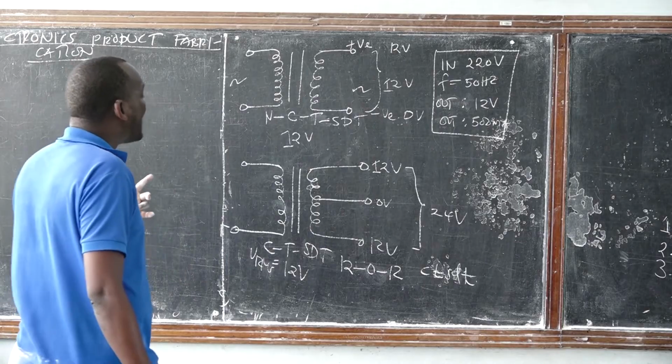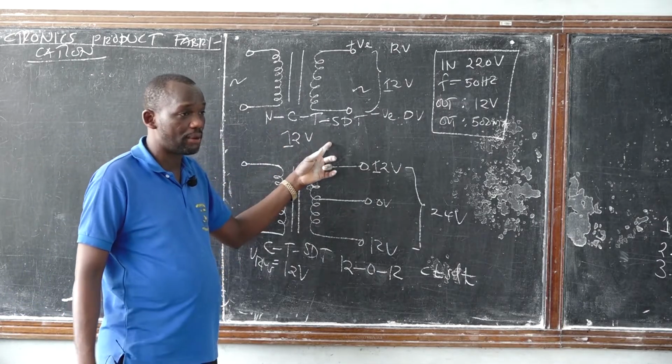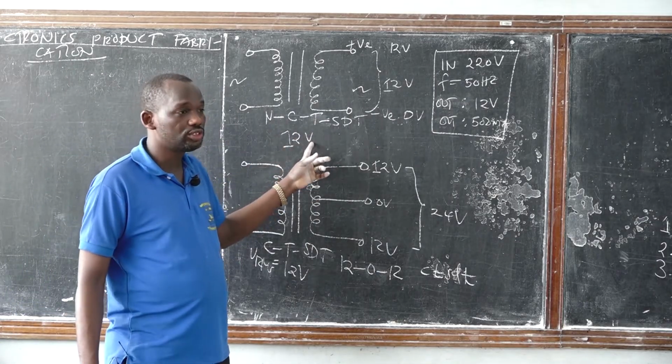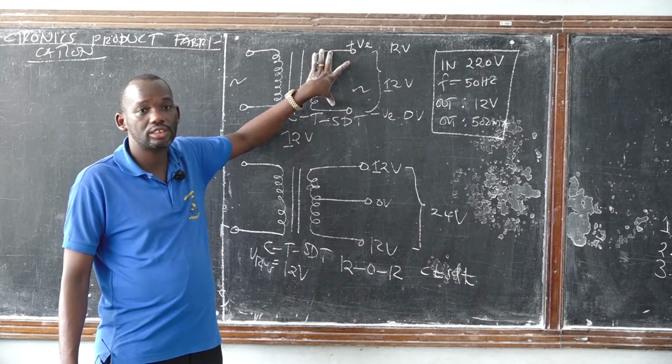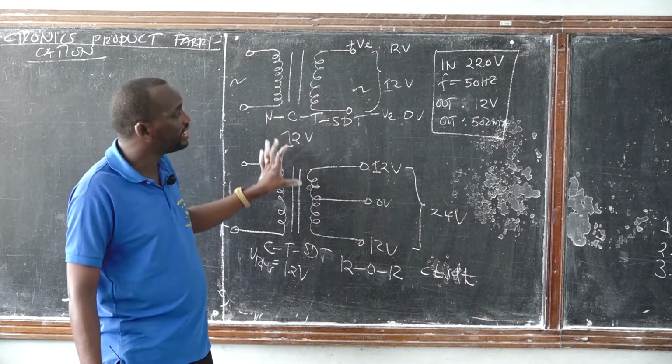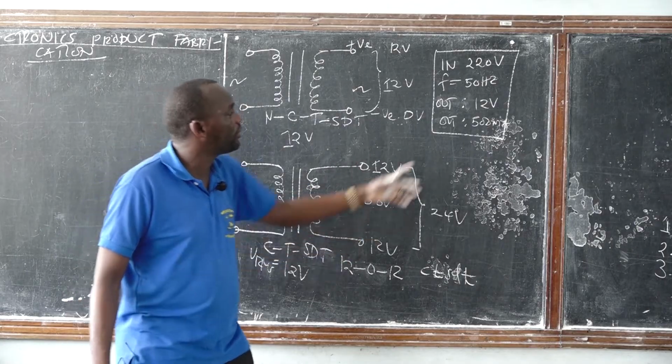You can also have a non-center tapped step-down transformer, which is rated 12 volt. It's only providing 12 volt. That's all. So in the rating, for the one that gives 24, we don't write 24 volt.